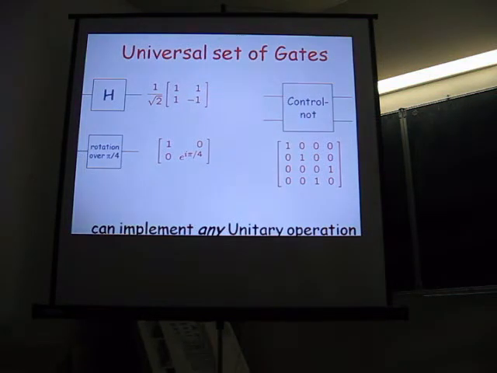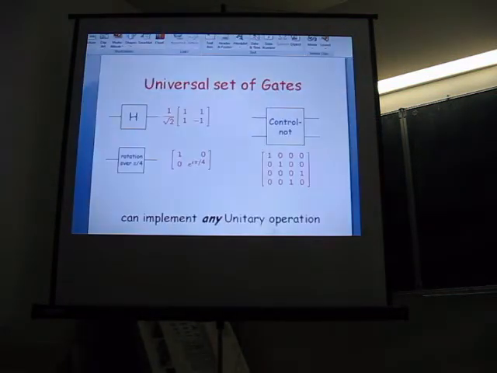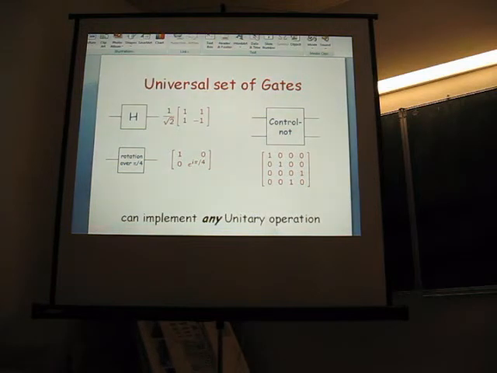If I have these three gates, then you can implement or approximate any unitary operation. So I can just use these three types of gates and build circuits out of them, and those circuits will be as powerful as if I had more complicated unitary operations. Okay, so these are a universal set of quantum gates. I won't show why that's the case.